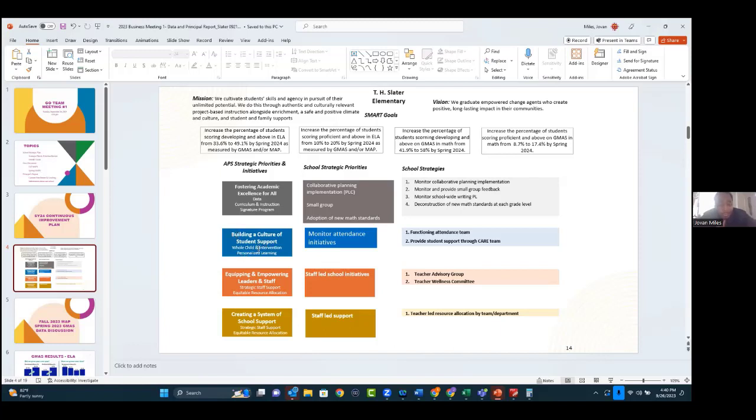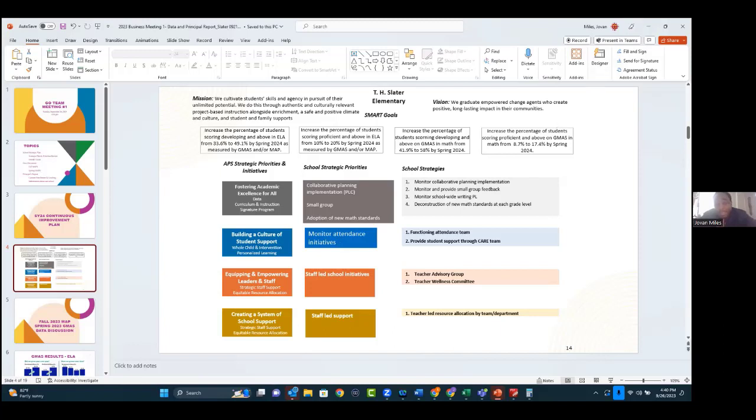Building a culture of student support, whole child intervention, and personalized learning. We have our intervention block that's been a part of our work for the past 3 years, and we're refining that, but we are really leaning into monitoring the attendance initiatives.